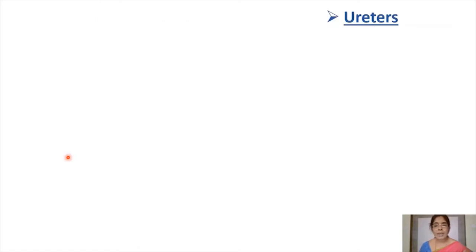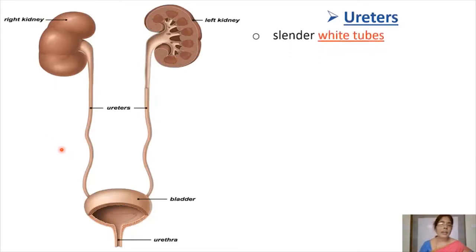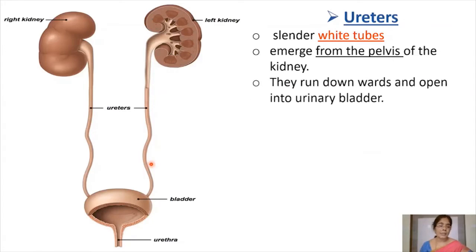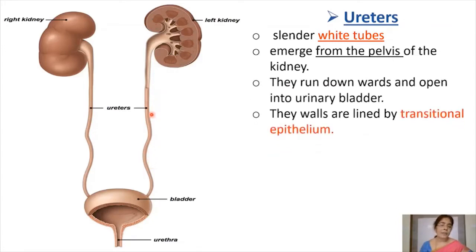Now coming to the next part of the human excretory system, that is ureters. Ureters are a pair of long, white, slender tubes emerging from the kidneys and they run downwards. Traveling downwards, they open into the urinary bladder. They are internally lined by transitional epithelium. They collect the urine from kidneys and carry that urine up to the urinary bladder. It's a function of ureters.